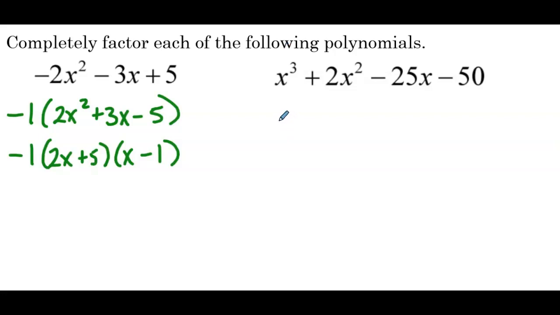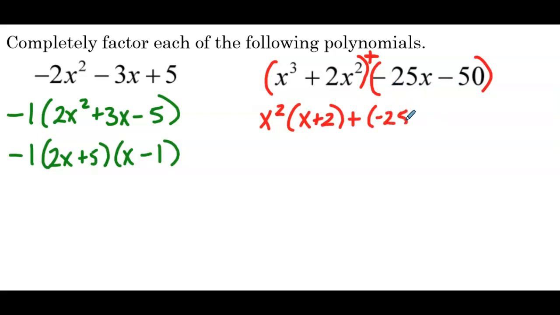x cubed plus 2x squared minus 25x minus 50. So we have 4 terms, so the only technique that we know would be grouping, so let's see if grouping would work. So we'll group the first 2 terms together, we'll group the second 2 terms together, make sure I put that addition sign in there. The greatest common factor of the first 2 terms is x squared, and then we have x plus 2, plus we can factor out a negative 25, and that would leave us with x plus 2.